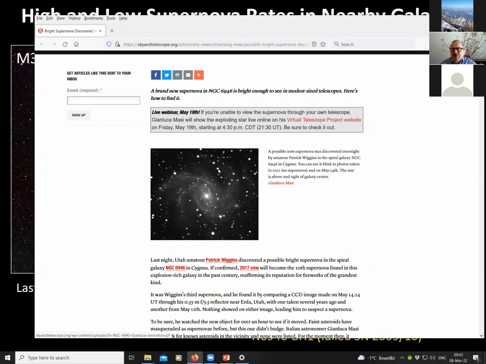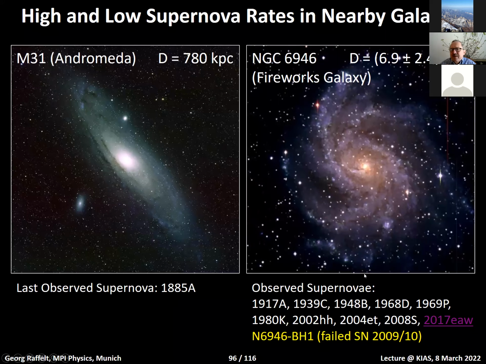I'm just showing this to illustrate, in the supernova context, that even amateur astronomers do a very important job in detecting new supernovae in the sky, sometimes quicker than professional astronomers. That's just on the side. But in any case, our galaxy is not like this. Our galaxy is a much more lazy supernova producer, unfortunately, not like that galaxy. So we have to wait for a long time for a supernova.